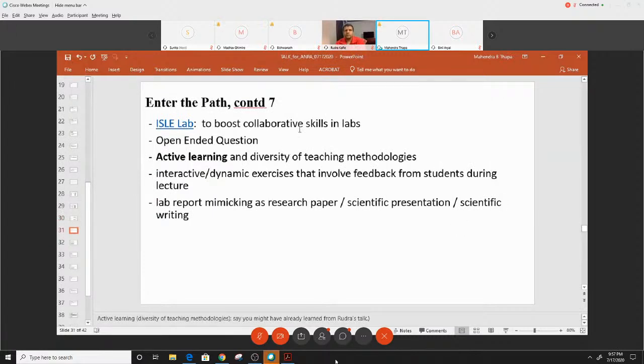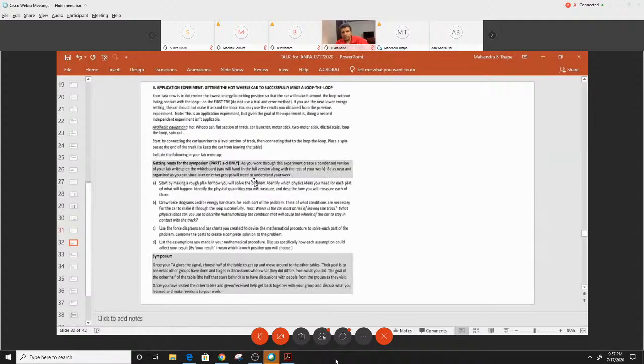Ramesh already presented about the lab, but in my case, I use the Investigative Science Learning Environment, which talks about what kind of lab we are doing. We are not giving everything; they fill it up and submit it. These labs have a lot of tools that help with how they work in a group, open-ended questions, active learning activities, and diversity of teaching methodology. So this is just an example.